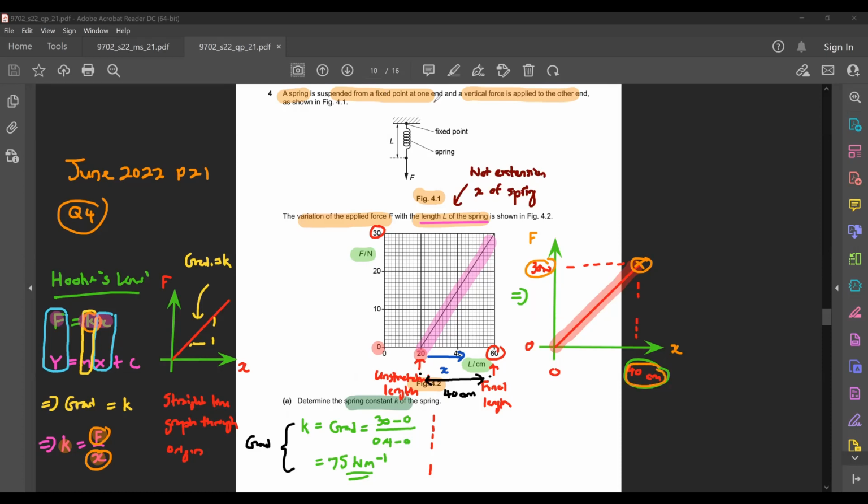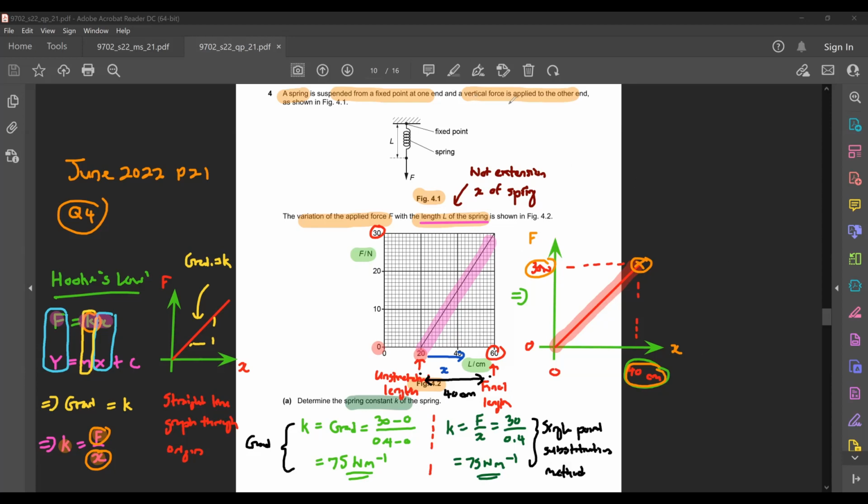So if we were to use the equation K equals F over X, we will be getting 30 divided by 0.4, giving us 75 Newton per meter. So this one is what we call the single point substitution method.